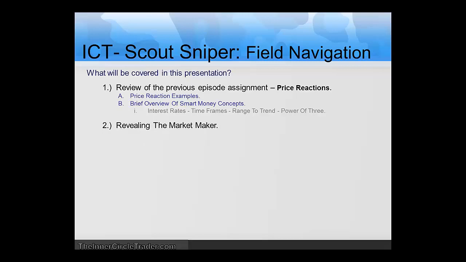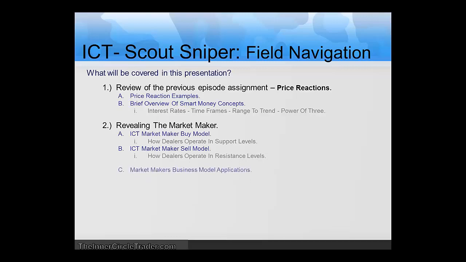Okay, we're going to be revealing the market maker. Okay, we're going to be looking at the ICT market maker buy model. And we're going to be looking at how dealers operate in support levels. And we're going to be looking at the ICT market maker sell model and how dealers operate in resistance levels.